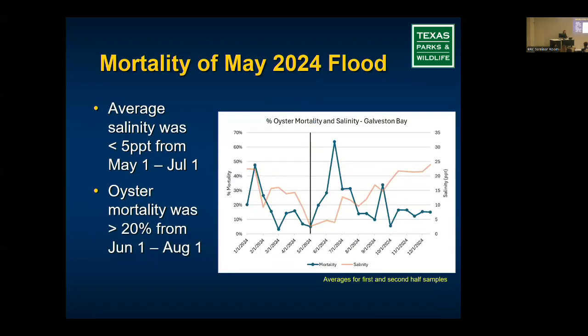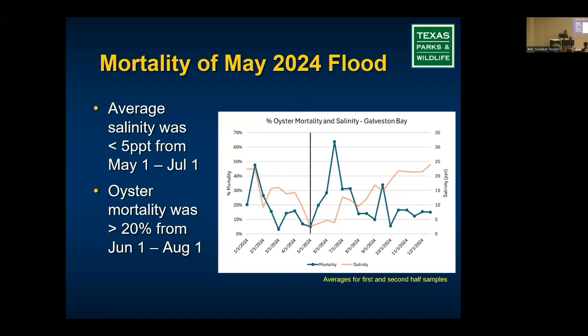So going back to this flood event from last year, salinities before the flood were in that Goldilocks range of 10 to 16 parts per thousand from February through April. And we can see that we had low rates of mortality in those few months. After the heavy rain, salinities plummeted to 3 parts per thousand for the first half of May, dropping as low as 0 parts per thousand in Trinity Bay, which is where the mouth of the Trinity River leads to.